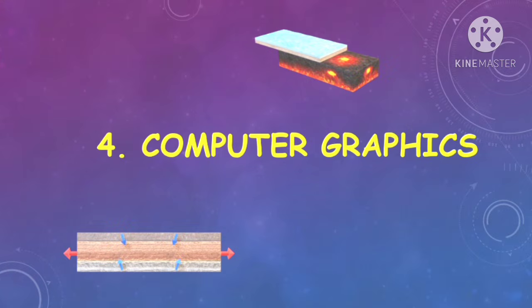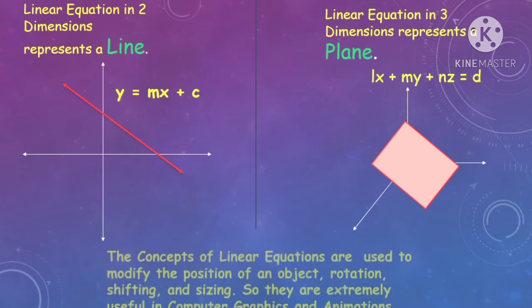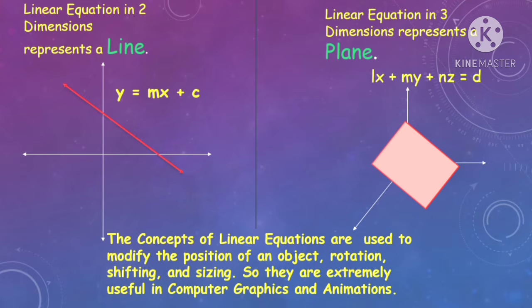The fourth application is computer graphics. Friends, did you know that a linear equation actually represents a line in 2 dimensions and that it represents a plane in 3 dimensions? So linear equations are extremely useful in the positioning of an object, its rotation, shifting and sizing. So they are invaluable in weaving the magic behind graphics and animation.